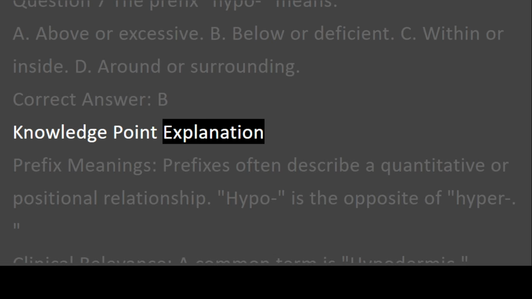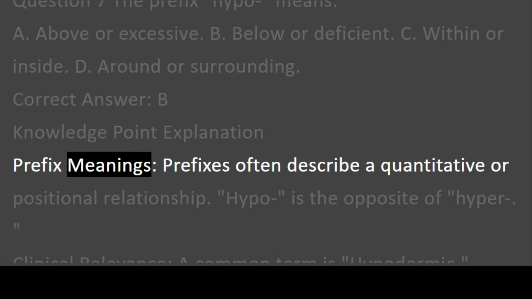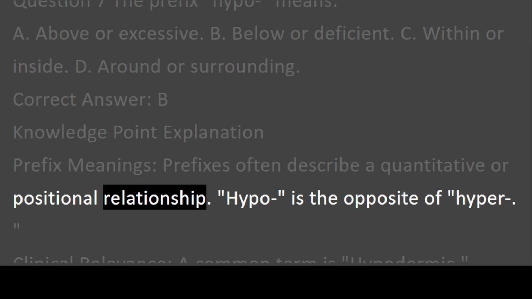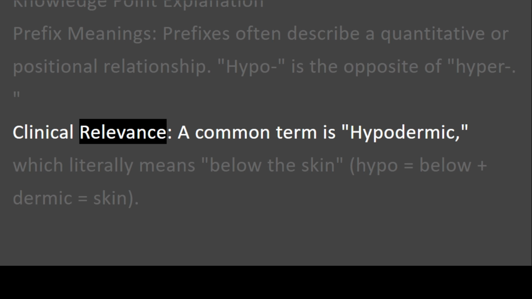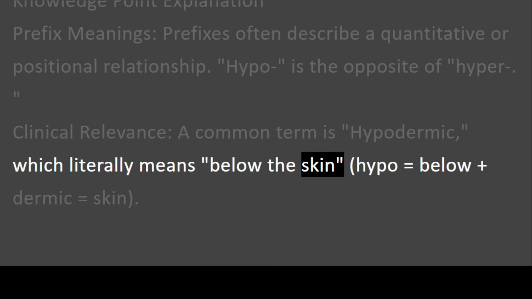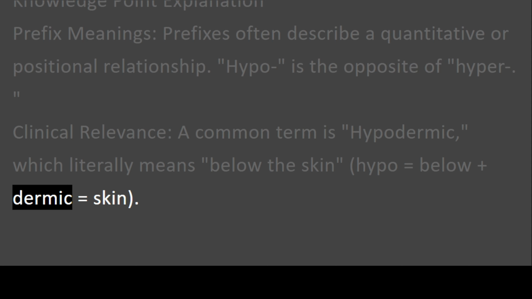Knowledge point explanation. Prefix meanings. Prefixes often describe a quantitative or positional relationship. Hypo- is the opposite of hyper-. Clinical relevance. A common term is hypodermic, which literally means below the skin. Hypo equals below plus dermic equals skin.